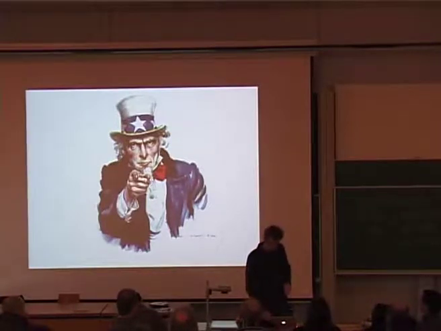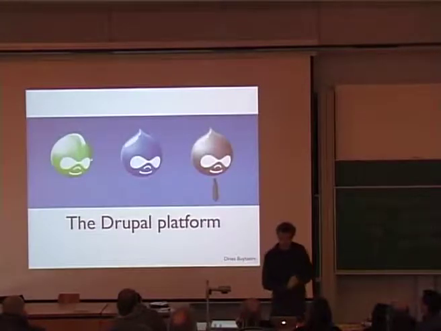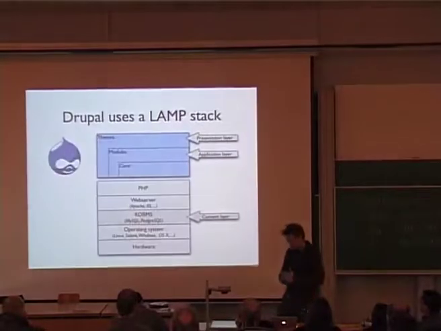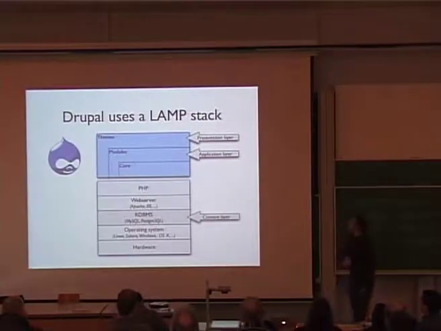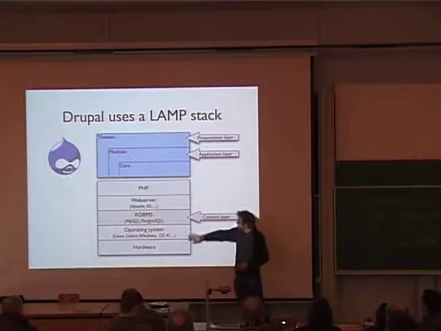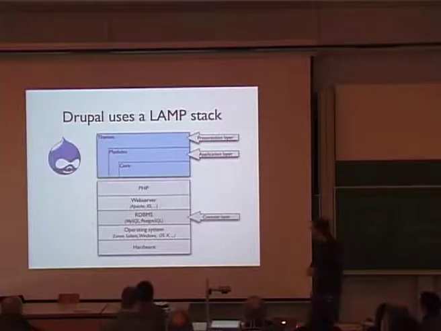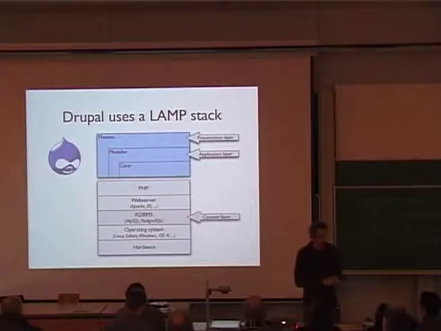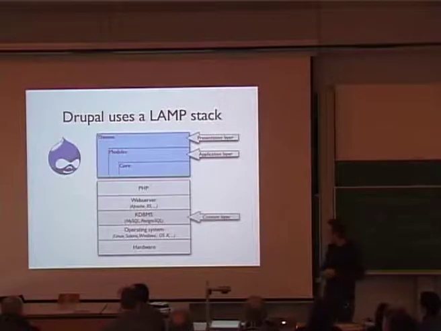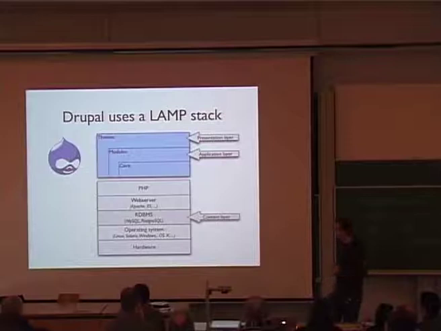So let's have a closer look at the Drupal platform. Drupal uses a LAMP stack. What this means is that you need some sort of platform. You have hardware, can be any hardware really. And on top of the hardware, you need an operating system. Can be Linux, Solaris, Windows, and so on. And on top of the operating system, you need to run a database. Typically, most Drupal sites use MySQL, but we also support Postgres, and there's people working on Oracle and DB2 abstraction layers. And the database really makes up the content layer.